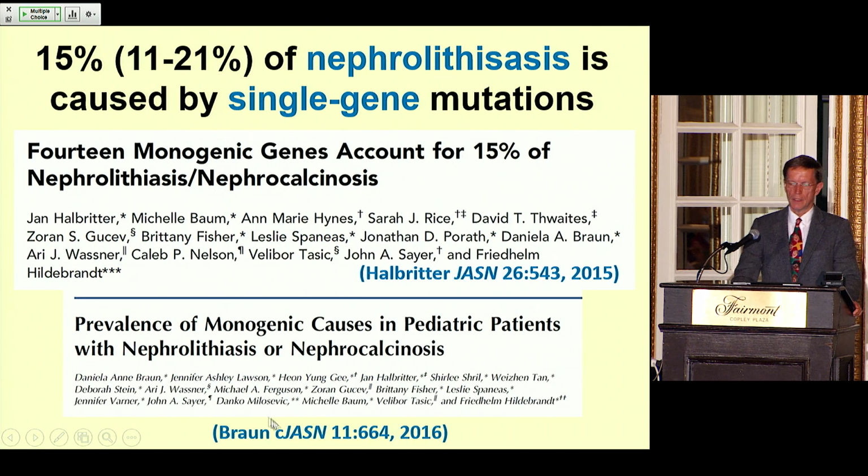We showed in 3 papers now that in anywhere between 18 and 7% of patients who have at least 1 stone before the age 25, if we examine 30 monogenic causes for renal stones, we can find a monogenic cause which often has specific treatment consequences.